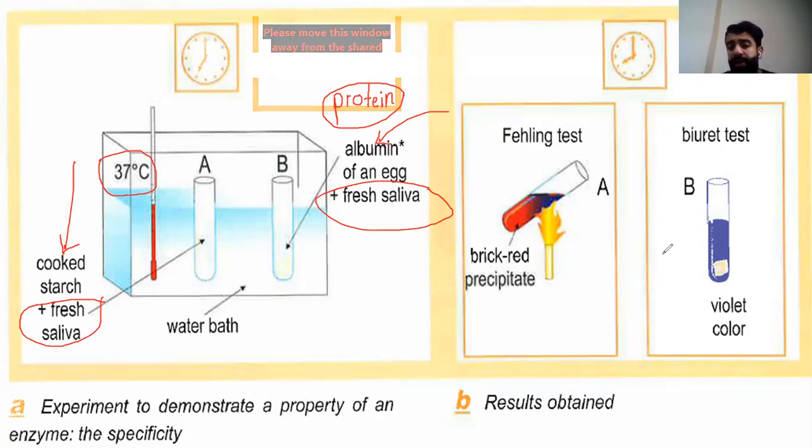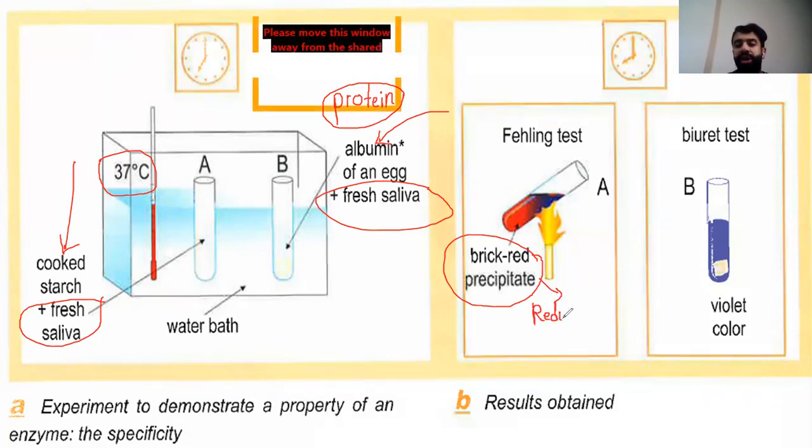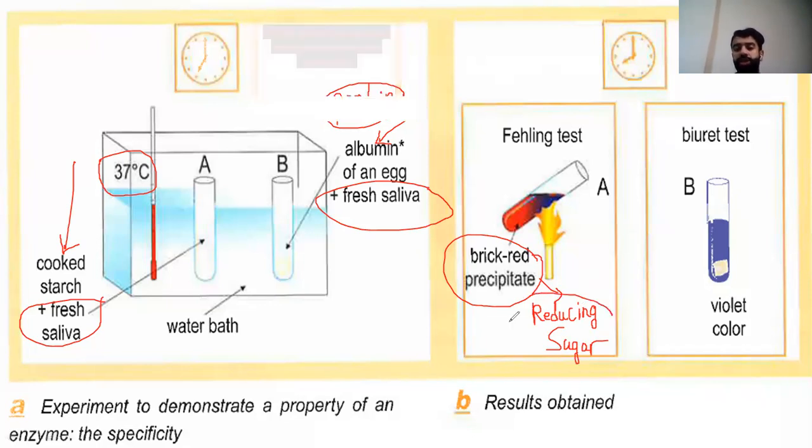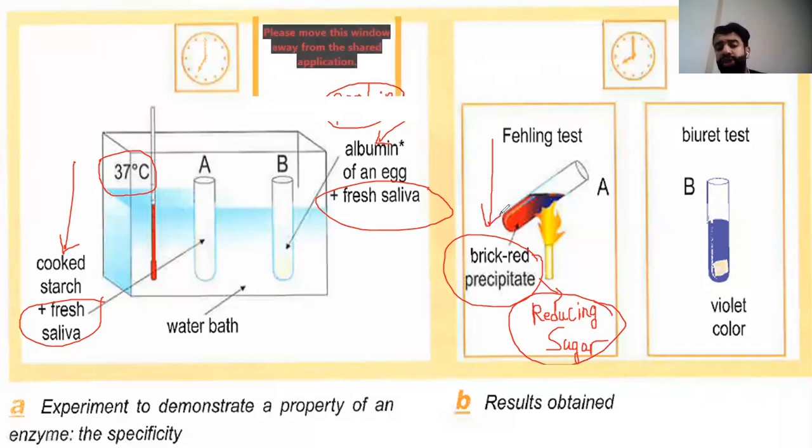Now we have the results obtained. In document A, we have the Fehling test. It gives a brick red precipitate. This means that we have reducing sugar. This reducing sugar is obtained from the digestion of starch into maltose, which is the reducing sugar. From here, you have to review the tests. The tests are very important to know, and also in order to know the different foods obtained. So the starch is digested into reducing sugar.